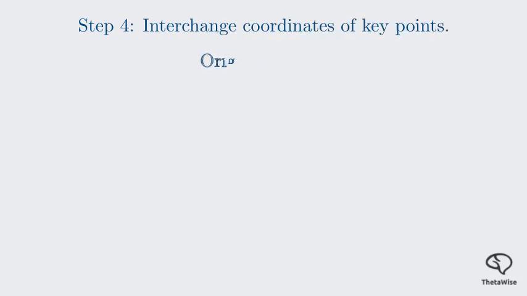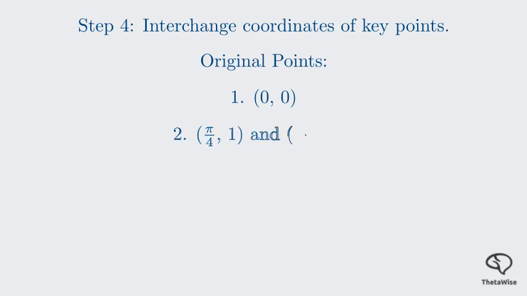Step 4. Find key points. The tangent graph has an x-intercept at the origin, (0, 0). If we want a few more points, we can use the special angles pi over 4 and negative pi over 4. We know that tangent of pi over 4 is 1, and tangent of negative pi over 4 is negative 1. This gives us the points (pi over 4, 1) and (negative pi over 4, negative 1) on the original graph.